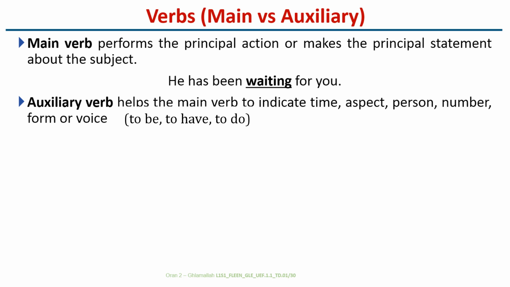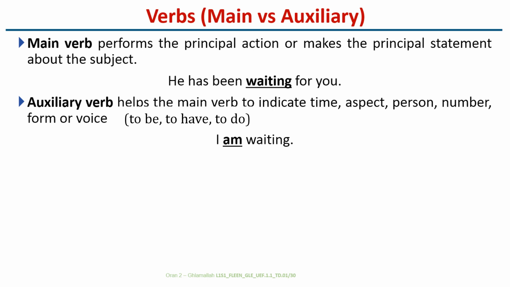An auxiliary or helping verb helps the main verb to indicate time, present, past, or future, aspect, simple, perfect, or continuous, person, personal or neutral, number, singular or plural, form, affirmative, negative, or interrogative, and then voice, active or passive. In English, there are three auxiliary verbs: to be, to have, and to do. Observe how they help the main verb in the following examples.